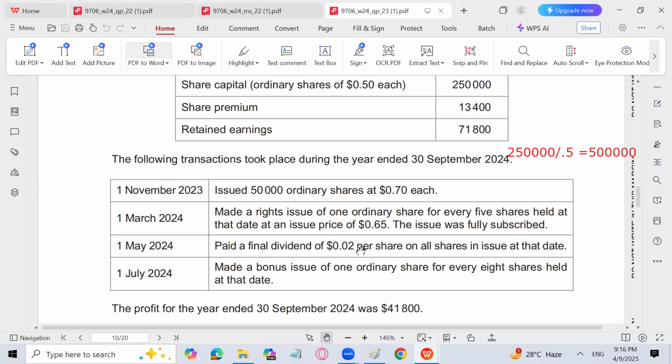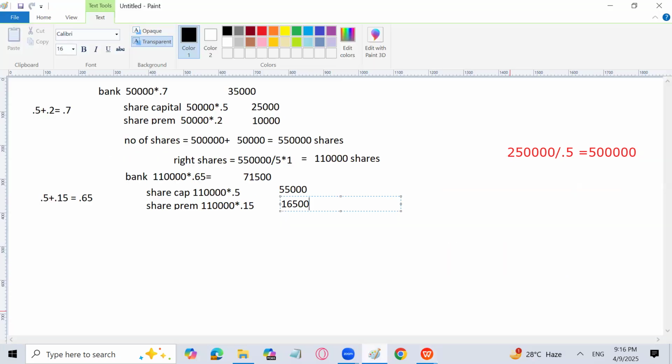Now, paid a final dividend of 0.02 per share on all shares in issue at that period. Remember that 0.02 is the final dividend, which should be multiplied not with 5 lakh, but with all shares in issue. So what is the number of all shares in issue? Let's calculate that first. The number of shares till now is 5 lakh original shares, plus 50,000 we have issued more, plus 1,10,000 we have issued more, that is the right shares.